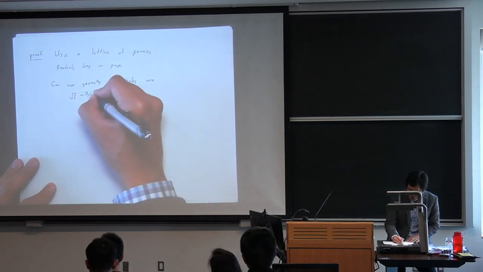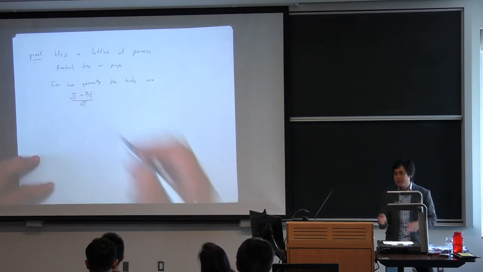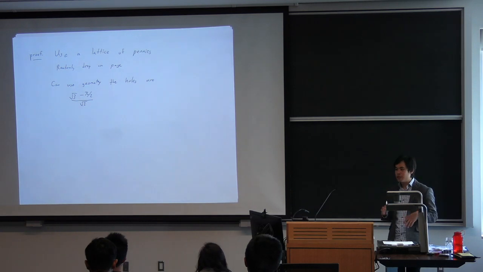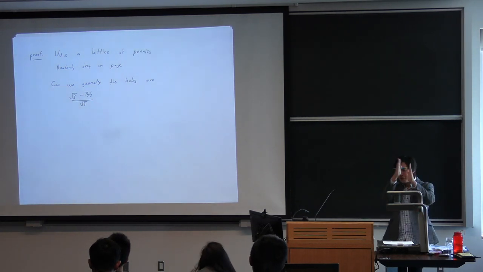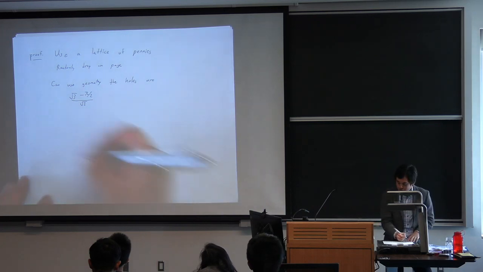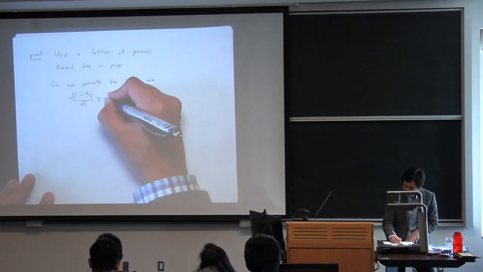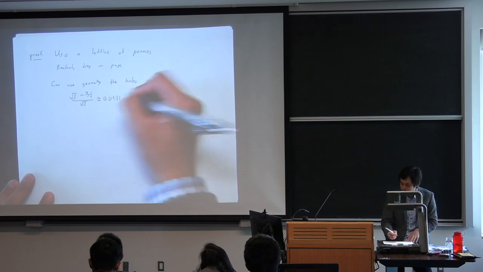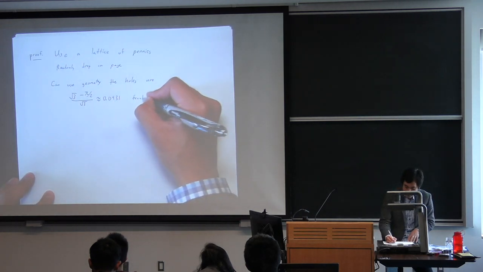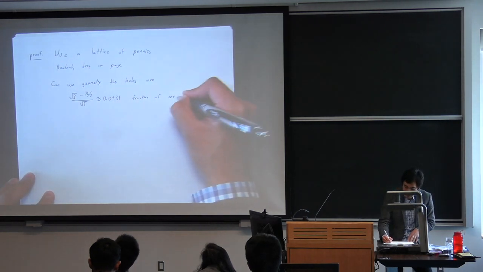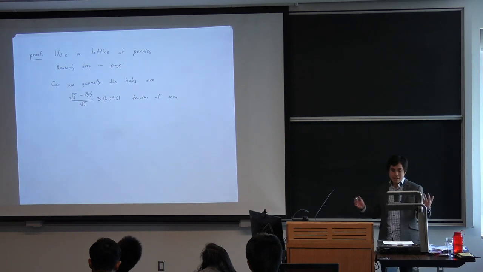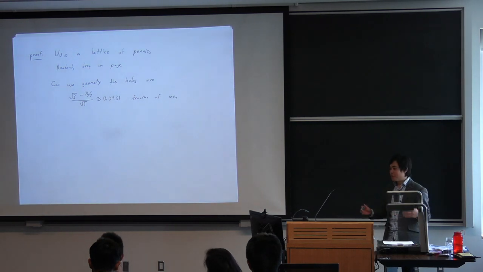This is a geometry exercise, so you can go back to your 11th grade geometry. You can figure it out. Yes, you do need to write out all the different areas, etc. This turns out to be about 0.0931 as a fraction of the area. So this is the fraction of the area that is not covered by pennies if you drop a full lattice on there.